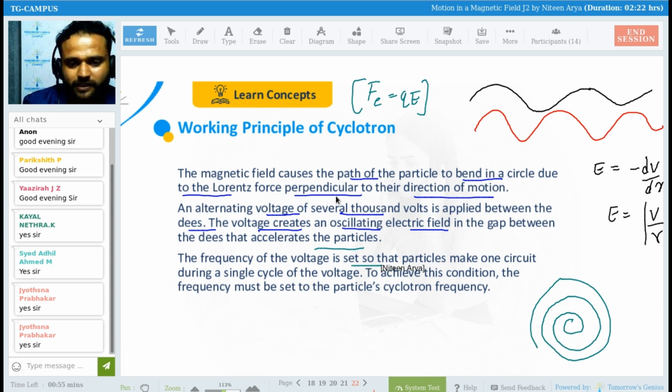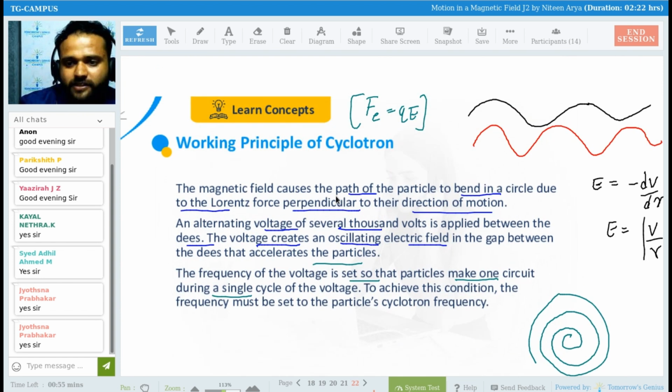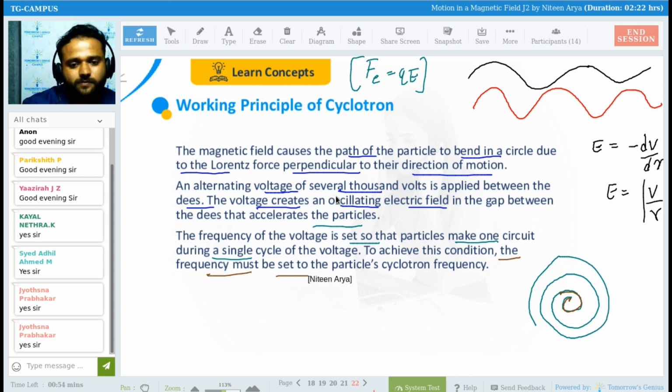The frequency of the voltage is set so the particles make one circuit during a single cycle of voltage. This is your frequency of a voltage. It is going to be set in this way, like from one D, from here to here it goes, and then from here to another D it goes in this way. To achieve this condition, the frequency must be set to the particle cyclotron frequency.